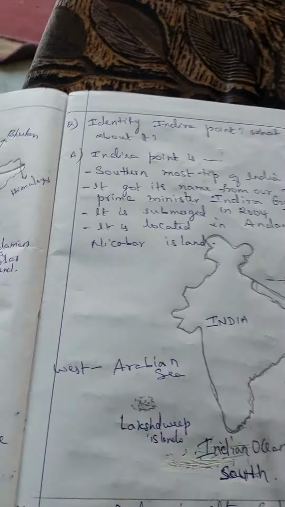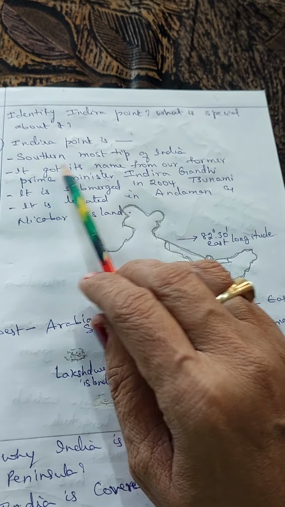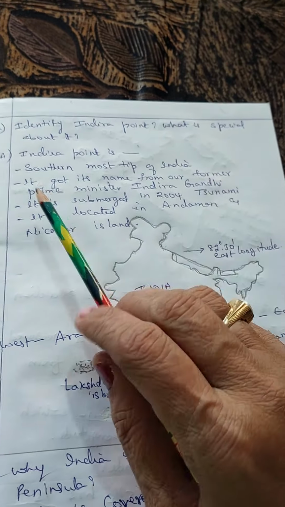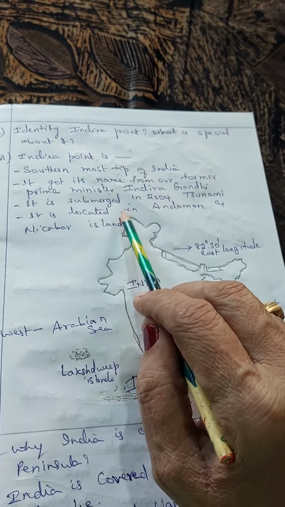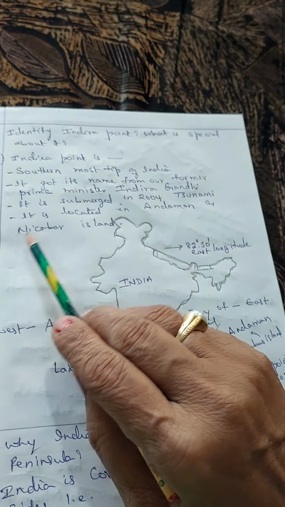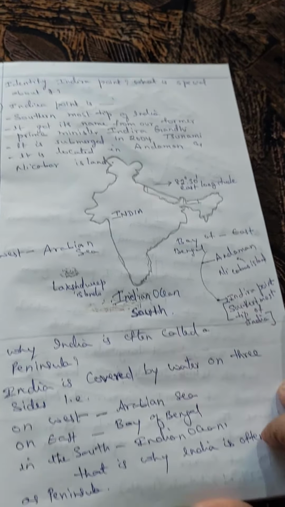Now we'll see how we'll present this answer. Indra Point is the southernmost tip of India. It got its name from our former Prime Minister Indira Gandhi. It was submerged in the 2004 tsunami. It is located in Andaman and Nicobar Islands, children.